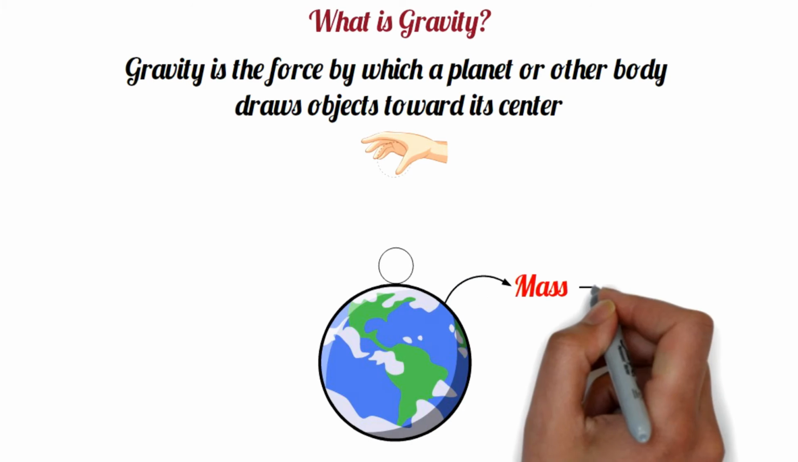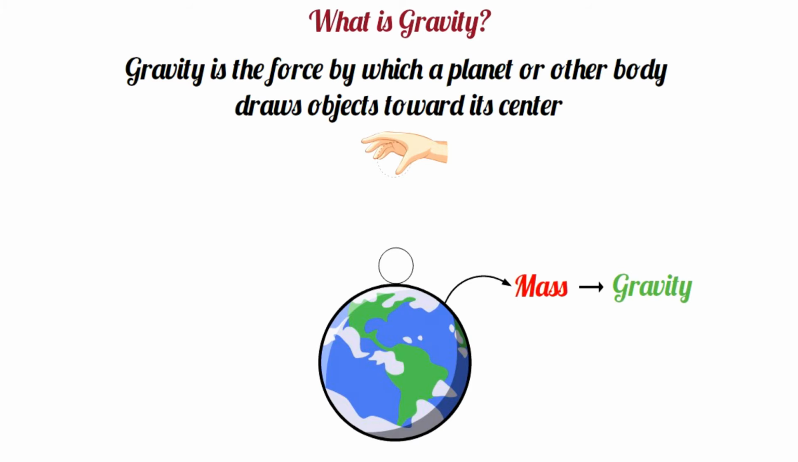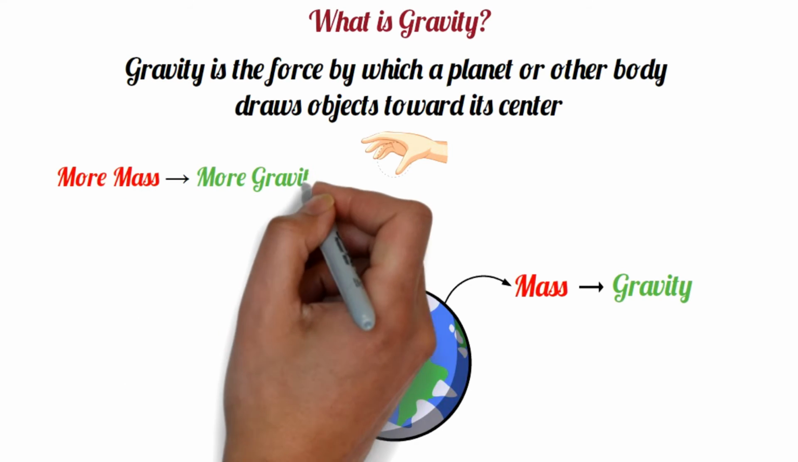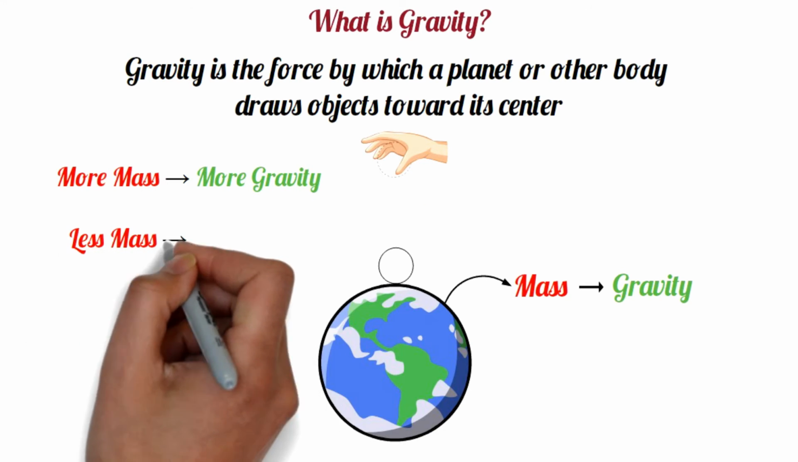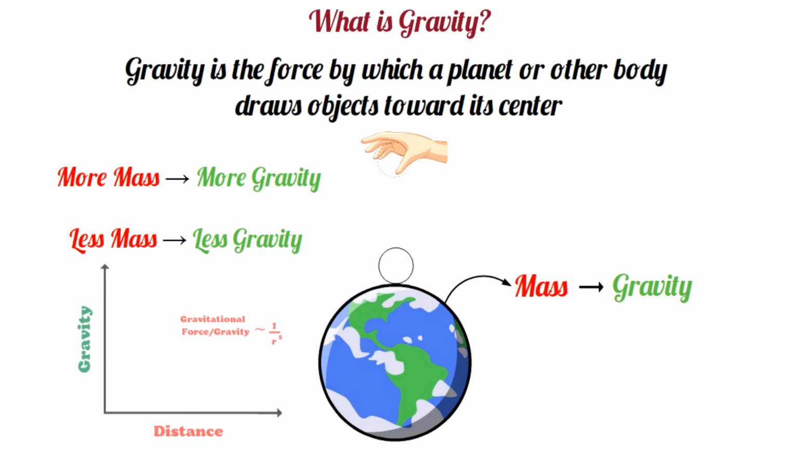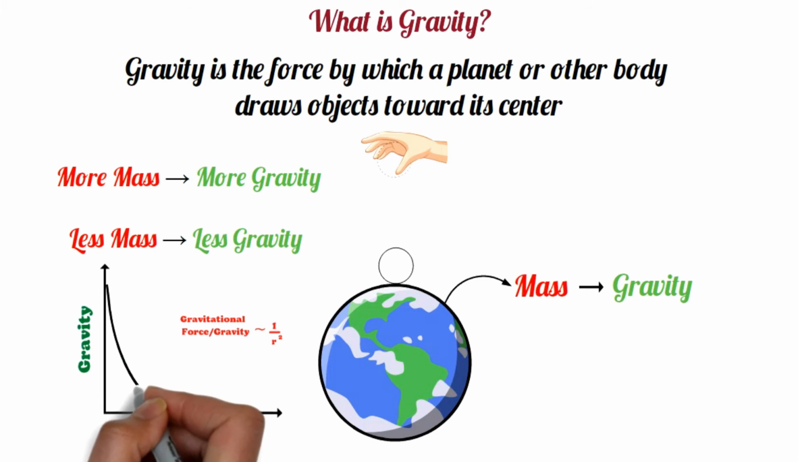Anything that has mass also has gravity. Objects with more mass have more gravity, and objects with less mass have less gravity. Gravity also gets weaker with distance. So the closer objects are to each other, the stronger their gravitational pull is.